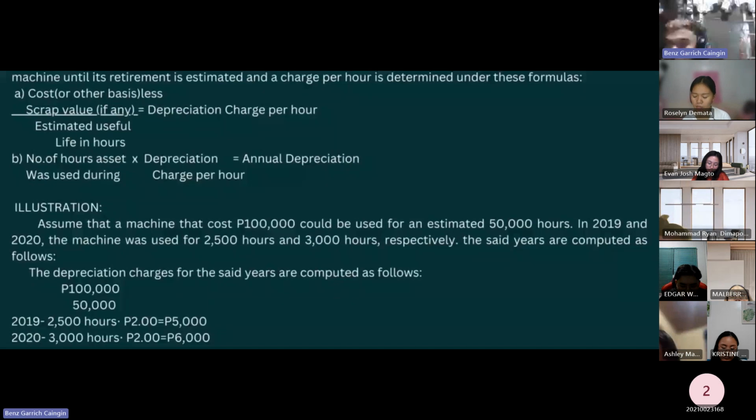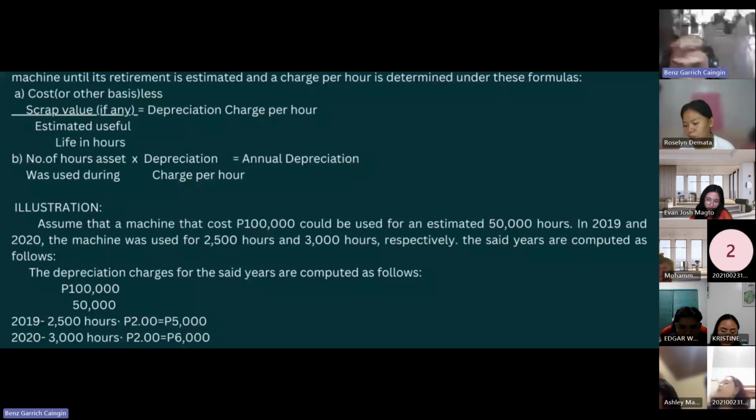So in the year 2019, we have 2,500 hours times its depreciation charge per hour, 2 pesos, equals 5,000 pesos. So in the year 2020, we have 3,000 hours times the depreciation charge per hour, 2 pesos, equals 6,000 pesos, which is its annual depreciation. So this is how the working hours method works.